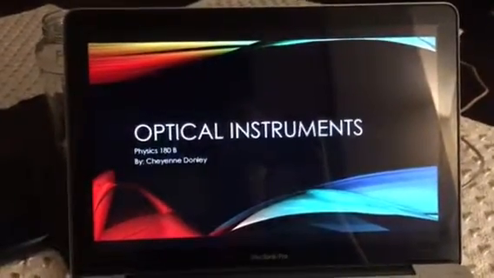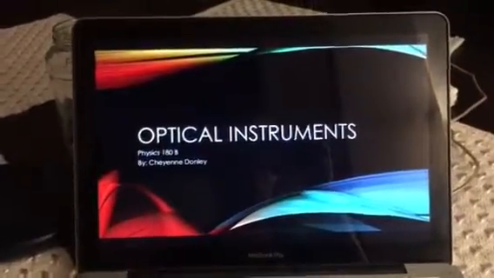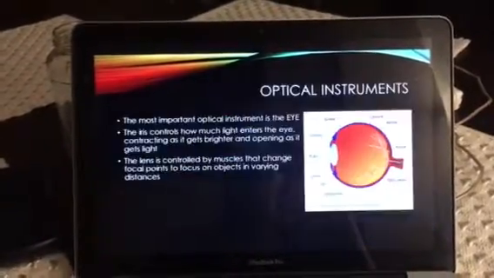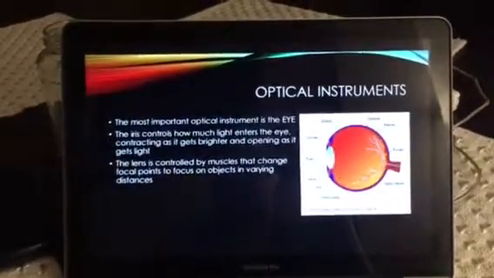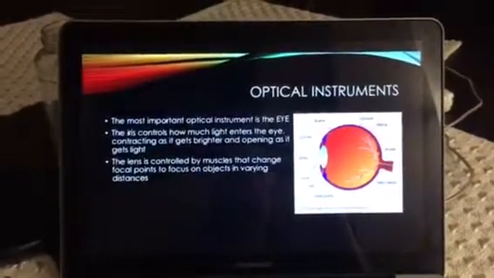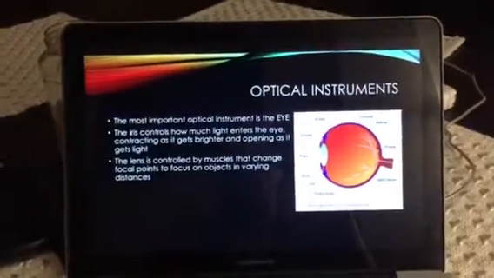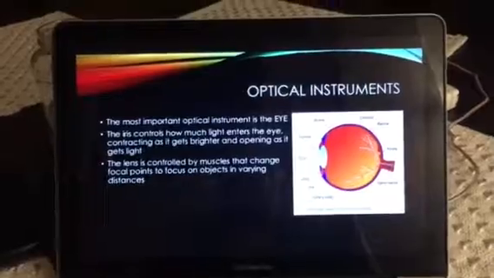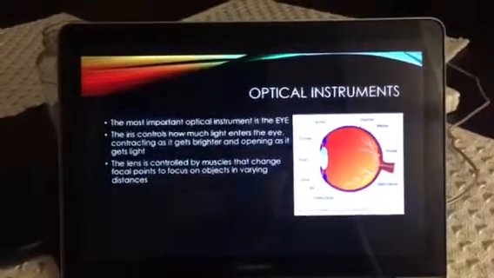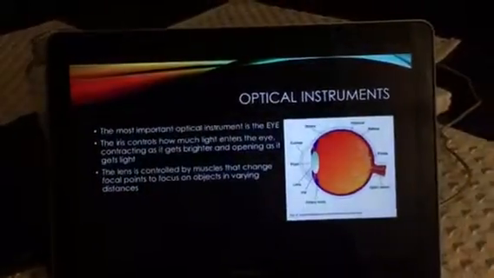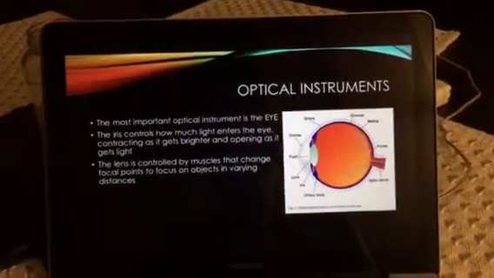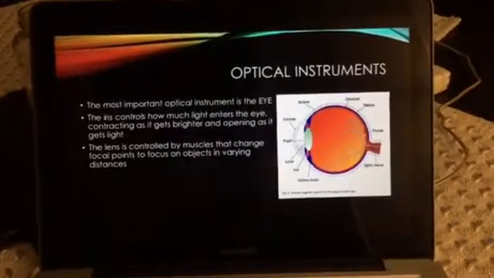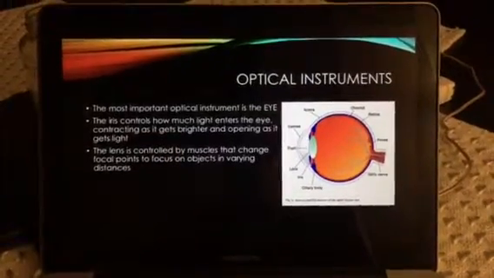Hi guys, so I decided to do my project on optical instruments for my Physics 180B class. So I'm focusing on the most important and most common optical instrument, which is the eye. I chose to focus on that rather than a telescope or a camera because I feel like this is the most common and most important optical instrument, and probably the most useful for everyone to know about.